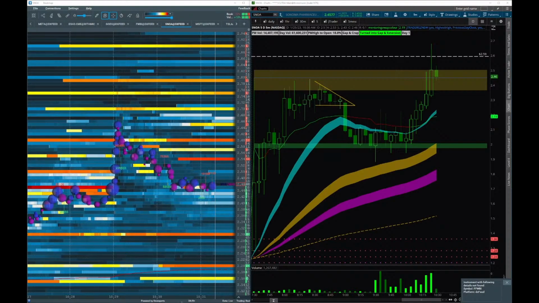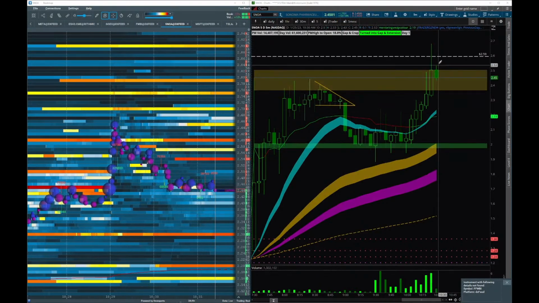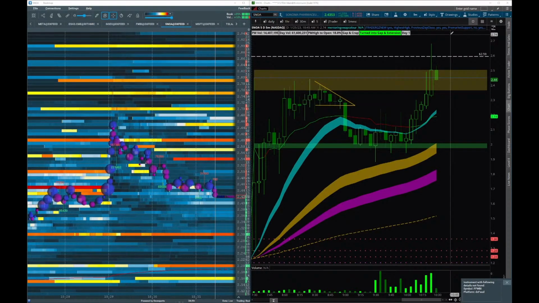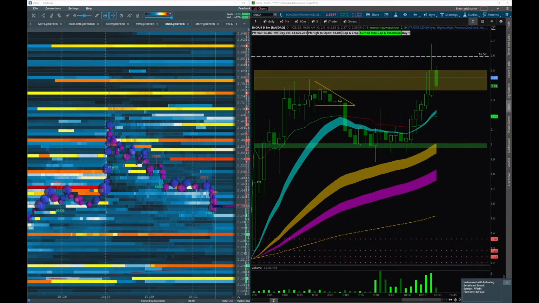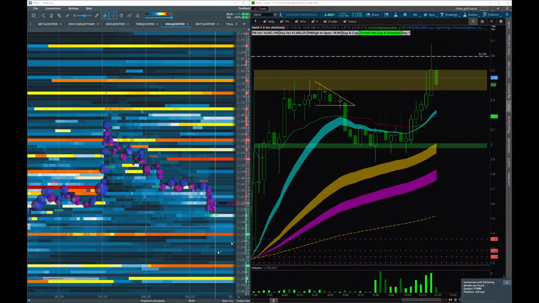$245. Watching over here, as I said, for that daily level. Now we got the 259. It's breaking down the pre-market high.